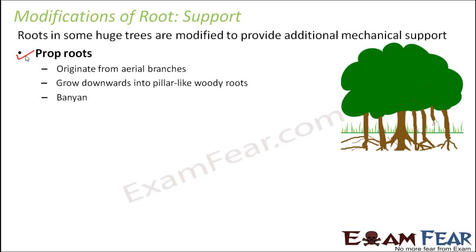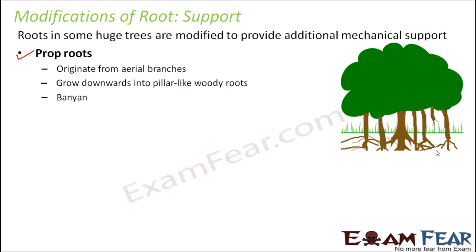I had given this example some time back as well. So in banyan tree, what happens is you already have one root, the normal one, which helps in fixing the plant to the soil. But as the tree becomes too huge, only this root is not sufficient for the support of this tree. So what happens? Some of the branches get modified into roots, and these roots will start growing in the downward direction. They will reach the soil, and there it will again form the secondary or tertiary roots. So that way it will provide additional support, right?